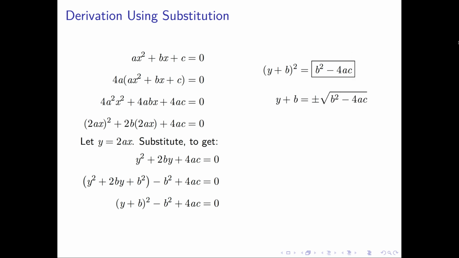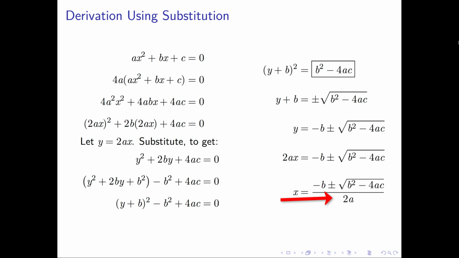So let's square root both sides. Now I get y plus b equals plus or minus the square root of b squared minus 4ac. Subtract b from both sides. And then we remember that y equals 2ax. So now we're going to put back the 2ax. And now to find x, we can divide both sides of this equation by 2a. And there we have our formula.